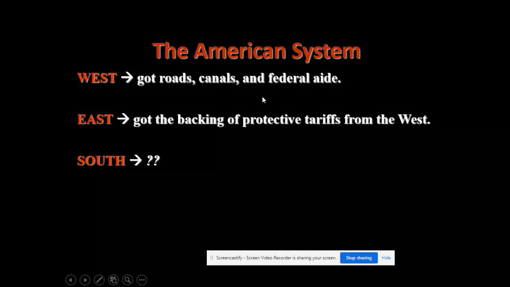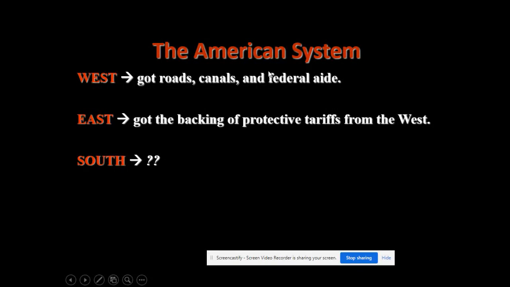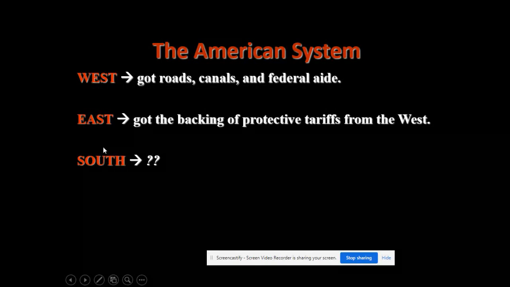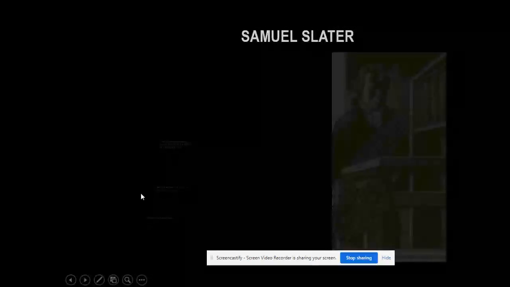Okay, West gets roads, canals, federal aid. East gets backing and protective tariffs from the West. South gets a big old nada. Even though the system is designed to tie the country together, it's more tying East and West together. So this part is successful. It does do this, but not so much in the South.